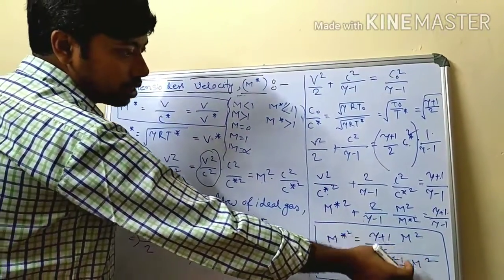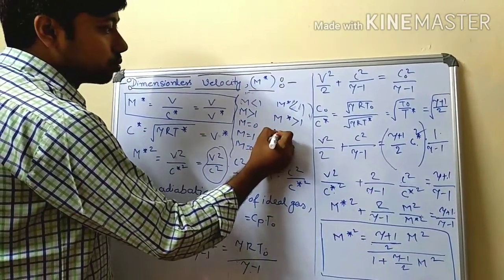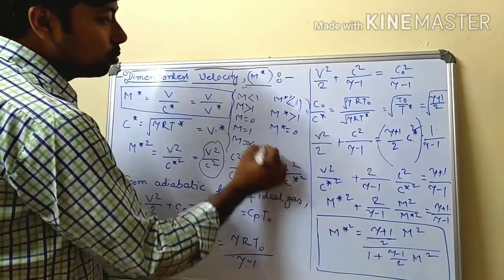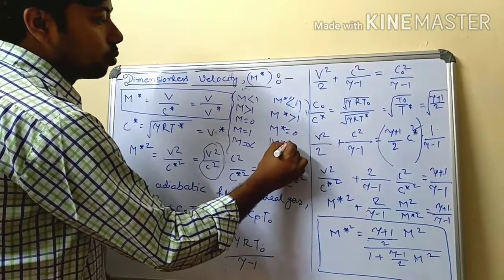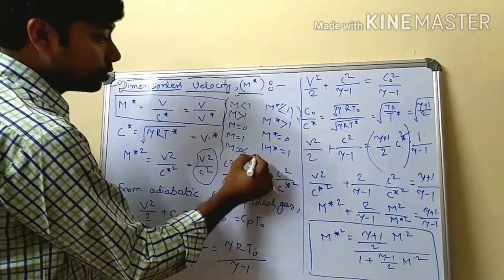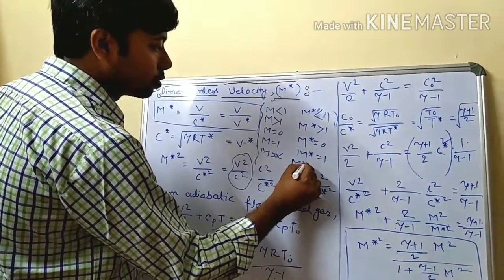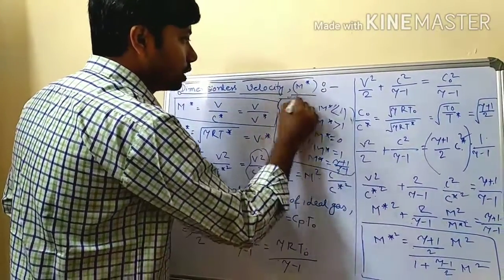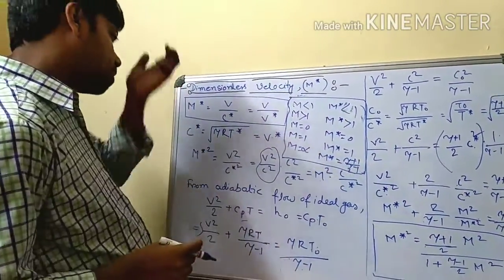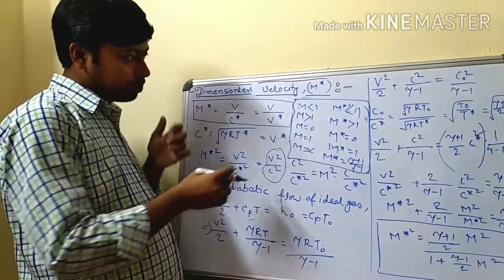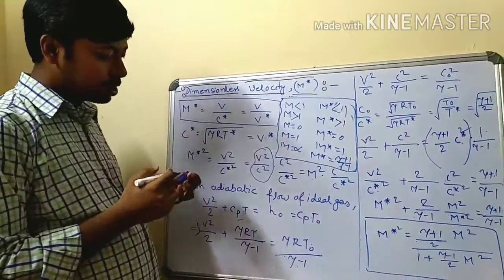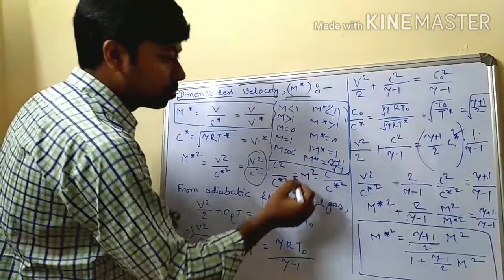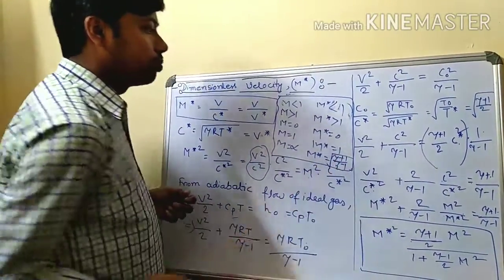If you put M equal to 0, the equation gives M star also 0, right? Now, if you put M equal to 1, M star will also be 1. If you put M equal to infinity, M star will be the square root of (gamma plus 1) divided by (gamma minus 1). So those are the conditions for the different cases of M: less than 1, equal to 1, or greater than 1, you can get these values.